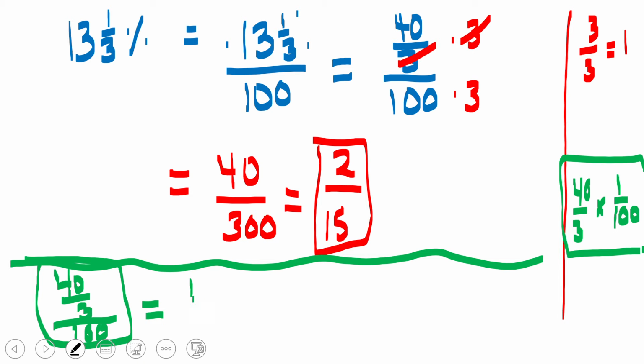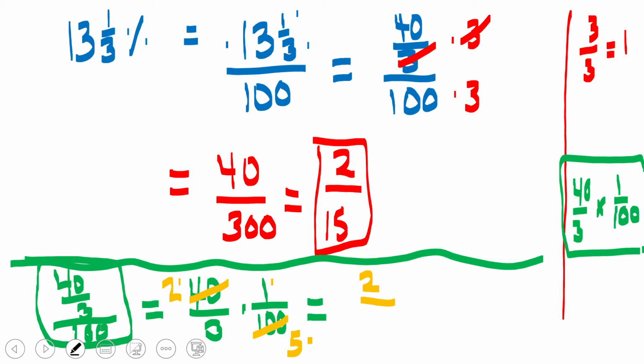So if that's true, and we have 40/3 times 1 over 100, and we know how to work this, don't we? We can cross cancel. So we can say 20 goes into 40 twice, and 20 goes into 100 5 times. And we work with our new work. 2 times 1 is 2. 3 times 5 is 15. You can see working this problem both ways yields the same reduced fraction.